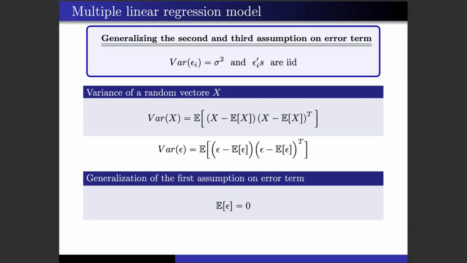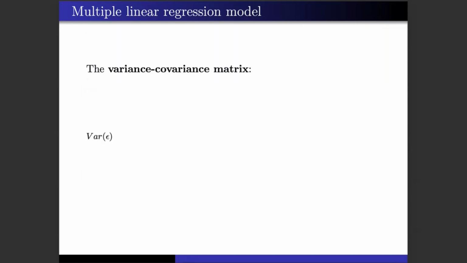If we use this assumption in this equation, we get that variance of epsilon is equal to expectation of (epsilon minus 0) times (epsilon minus 0) whole transpose, which gives us variance of epsilon is equal to expectation of epsilon times epsilon transpose. Now let's try to look at the variance covariance matrix. Variance of a vector is equal to covariance of that vector with itself.